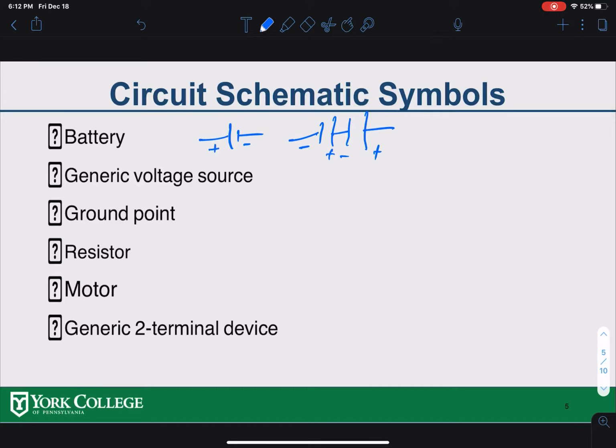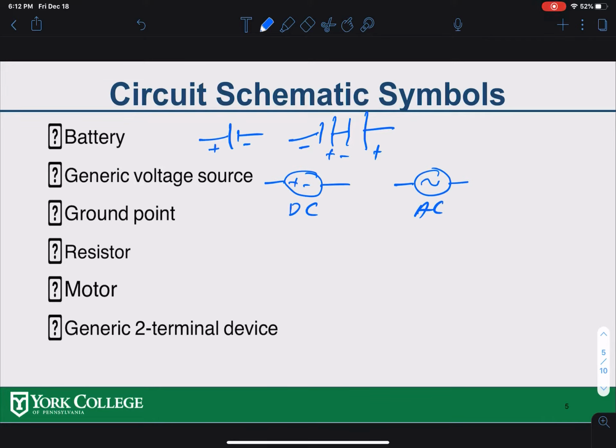Generic voltage source: if you have a source that's not a battery, just a generic voltage source, you can use it like that, with positive and negative. Or if you have an AC source, you can use the AC symbol for that. There's no positive or negative there, just the AC. So this one is the DC, this one is AC.